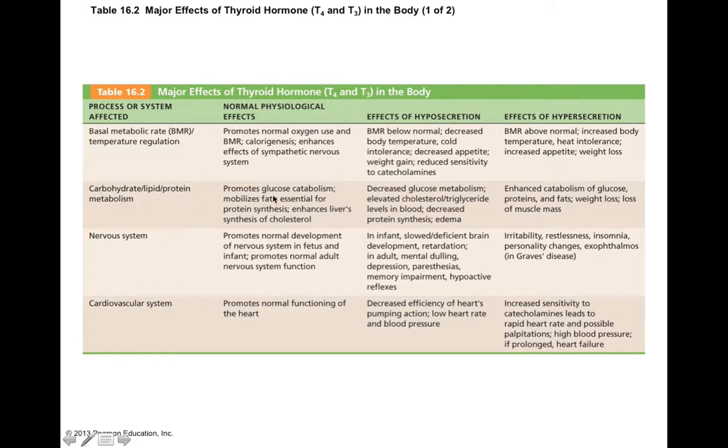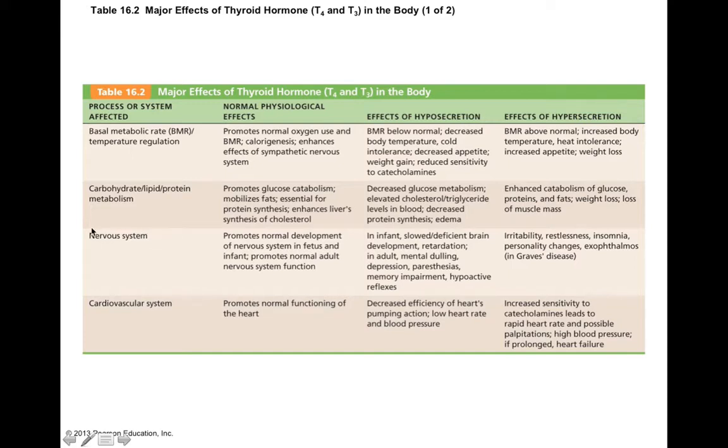Now, another system that thyroid hormone helps regulate is basically carbohydrate, lipid, and protein metabolism. Thyroid hormone is going to help promote the breakdown of glucose. It's going to help promote the breakdown of fat. It's going to help promote protein synthesis and also enhance the synthesis of cholesterol by the liver. So you can see that thyroid hormone plays a very important role with metabolism around your body.